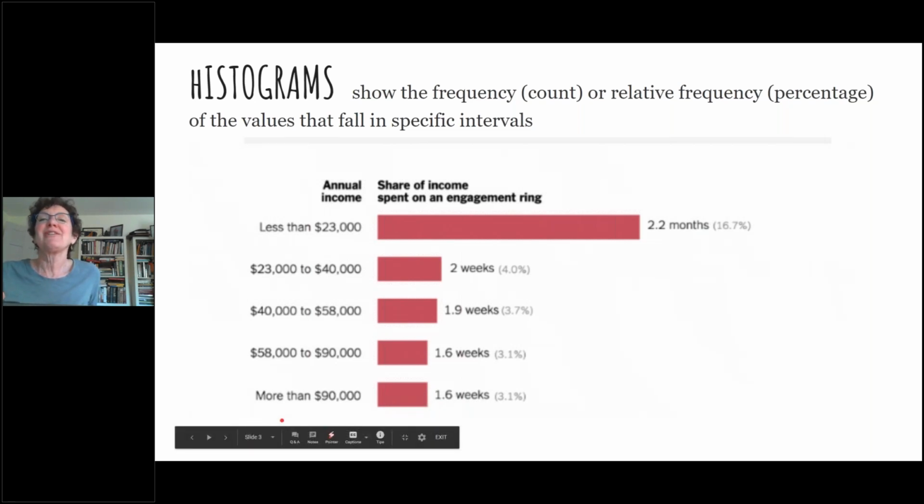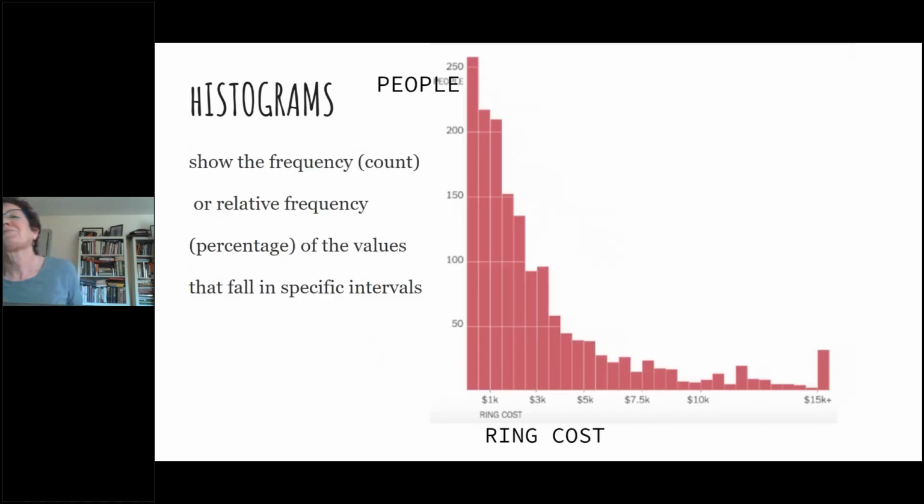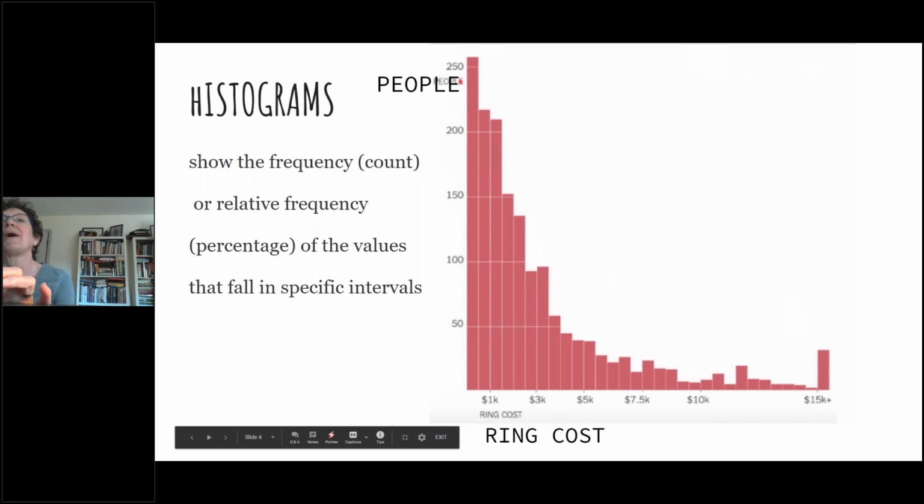Okay. There's another histogram that goes with this. And now it's telling us how many people. So I retyped this just so you could see. It was so faint and small, I wasn't sure you could see this. But in this, we're back to being vertical. So here's the ring cost down here. What does it mean, 1K? What is that K?